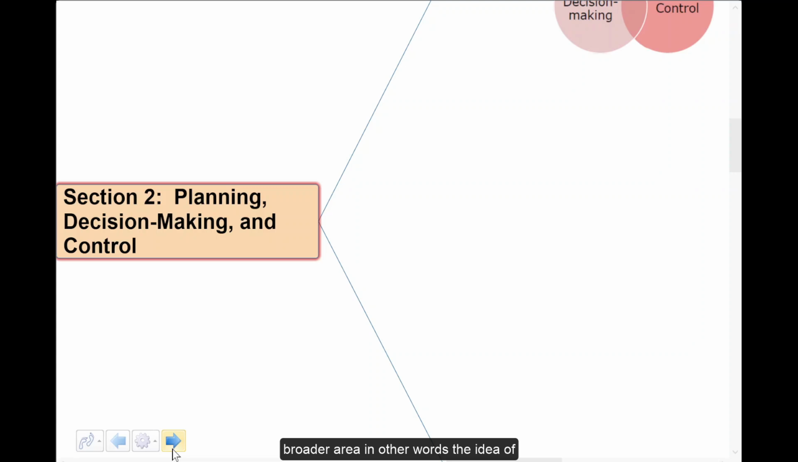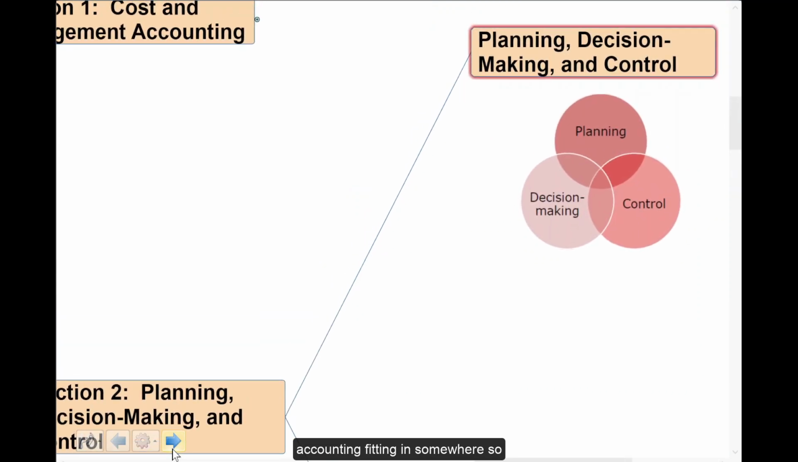Let's move from here to a broader area. In other words, the idea of accounting fitting in somewhere. So really this idea of planning, decision making and control, that's the essence of management accounting. So if anyone was to say to you, oh, well, can you define management accounting? Really, you'd have to use those three words. Absolutely.